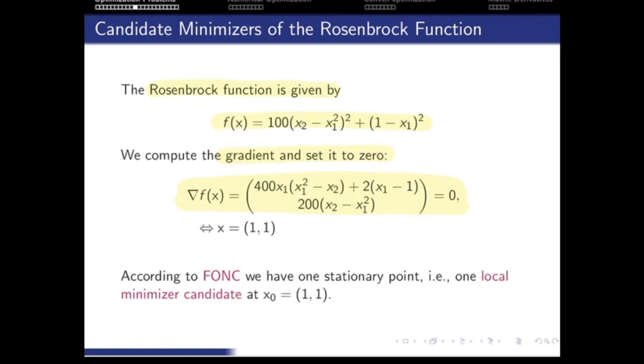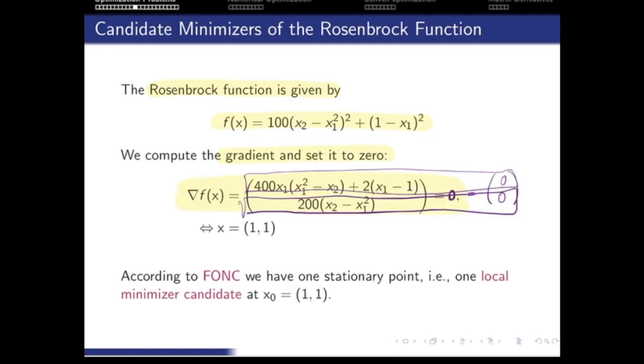So if we set this gradient to 0, so this is the vector 0, the first term here has to be 0 and the second term has to be 0. Then we have a system of equations, not linear, which we can actually quite easily solve. How to do that is also written down in the math PDF. And then we get one candidate for our local minimizers, which is the point x equal to (1, 1). So according to FONC, we have one stationary point. That means that we have one local minimizer candidate at this point.